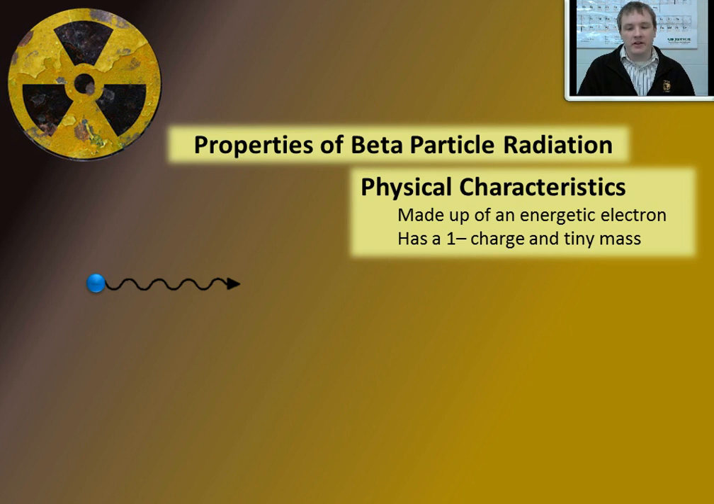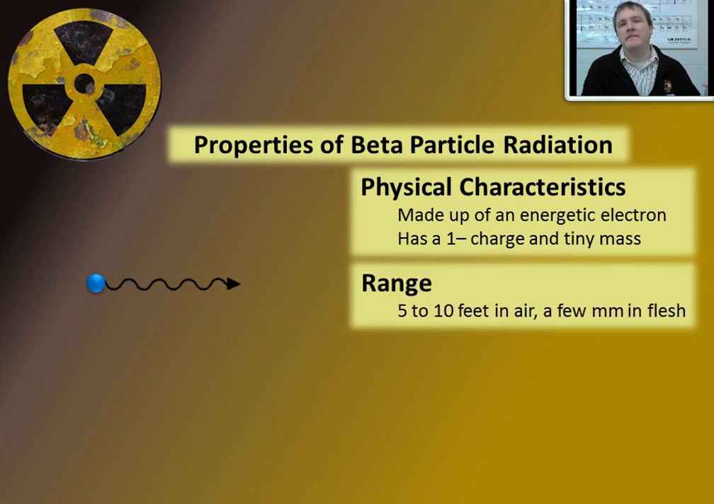The range of a beta particle is somewhere between 5 and 10 feet in air, and they're also able to penetrate human tissues to a depth of a couple millimeters. Now, that's deep enough to reach the living tissue underneath the skin, which alpha radiation couldn't do. It was trapped in the dead outer layer of skin. So beta radiation can be dangerous even from outside your body.